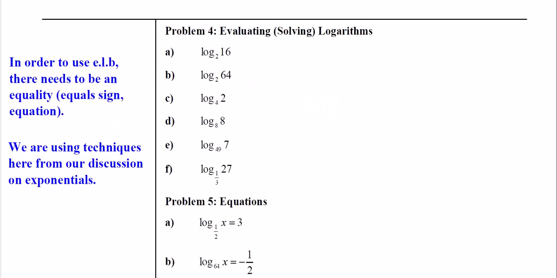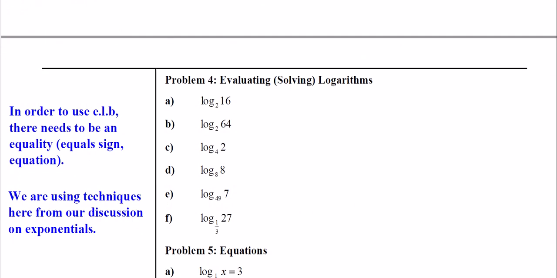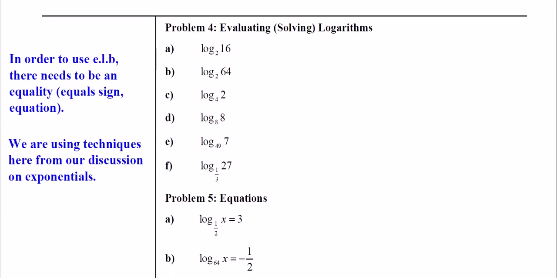So problem 4, look at A through F and notice how these are different from problem 3, A through E. There's a very big difference. And if you're not sure, read the left column idea.